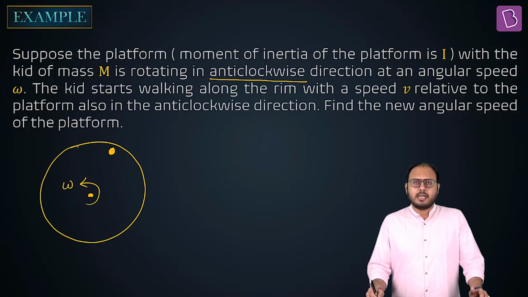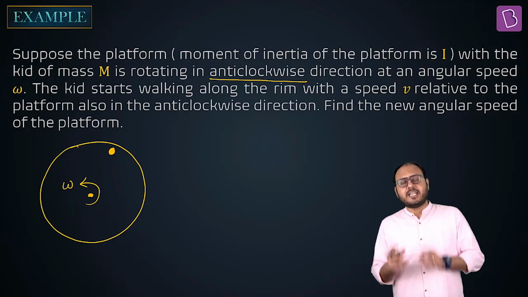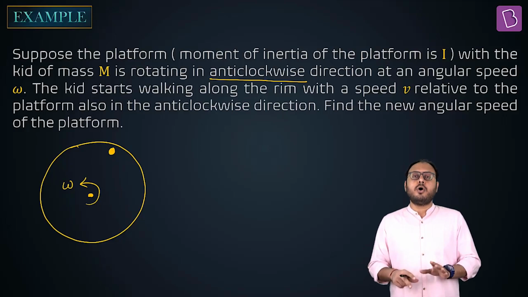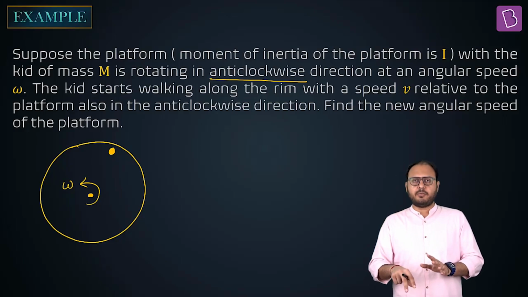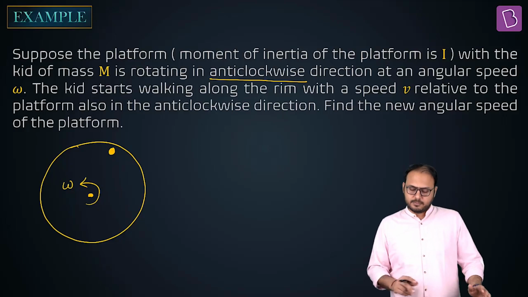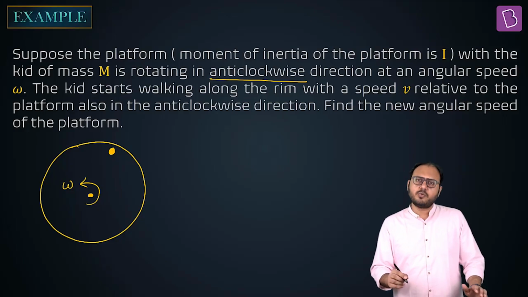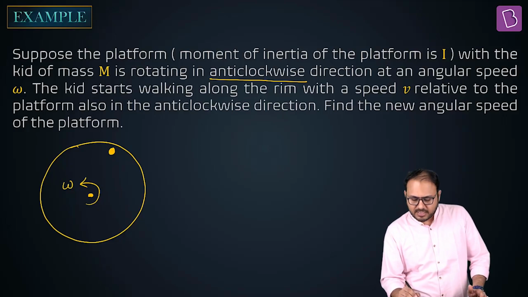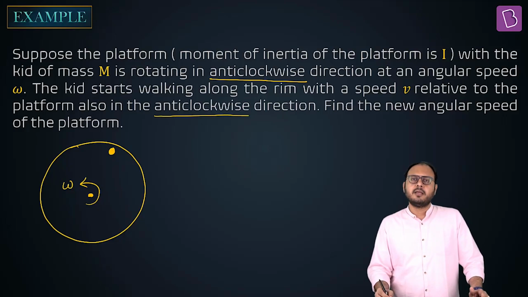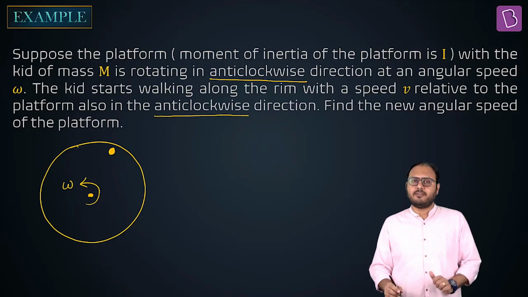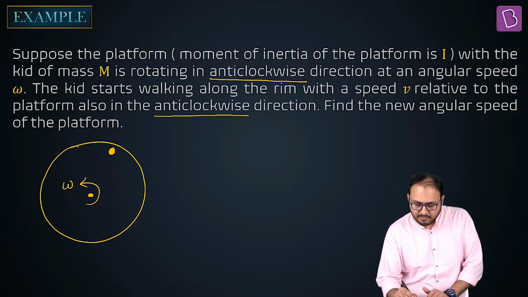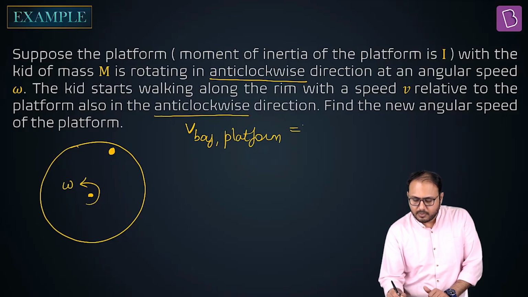Now on this rotating platform, this kid starts to walk. Sir, in what direction? It starts to walk along the rotation, in the anti-clockwise direction itself. Okay. And with speed v relative to the platform. Speed v relative to the platform. That means v boy platform is equal to v.